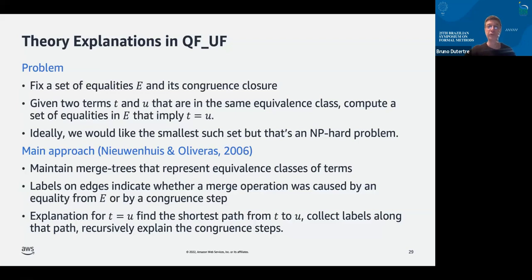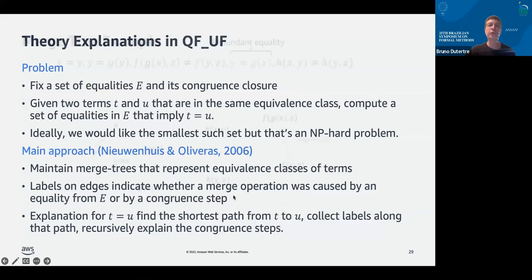And we can put labels on the edges of the merge tree that tell us whether two terms merge because of an equality or because of a congruence step. With these labels, we can compute an explanation for an equality by finding the path from T to U in this tree. That gives us all the equalities that show up on this path. Then we can recursively explain these equalities if some of them involve congruence. So that's essentially the idea of this algorithm.